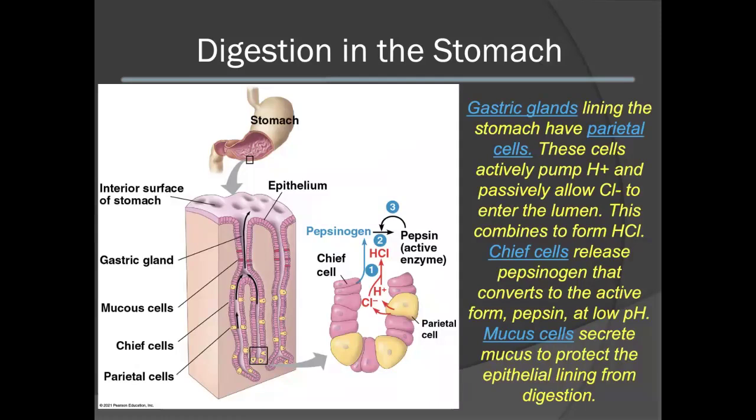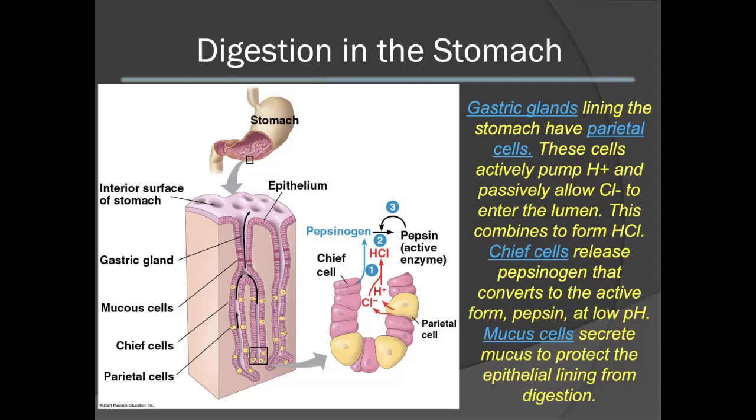This diagram demonstrates the epithelial lining and specialized cells that are in the stomach. Gastric glands line the entire lining of the stomach. These gastric glands have specialized parietal cells. These cells have the ability to actively pump hydrogen ions and passively allow chloride ions to enter into the lumen of the stomach. In the stomach, these will then combine to form hydrochloric acid.